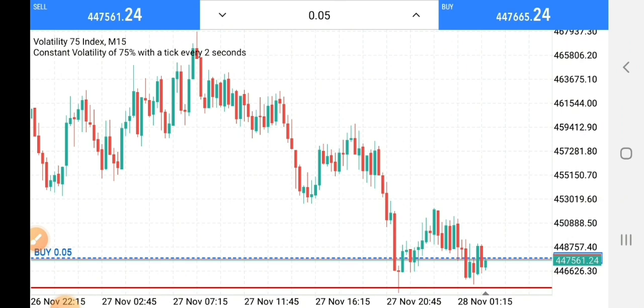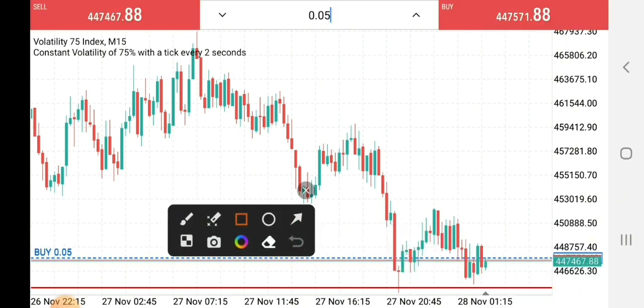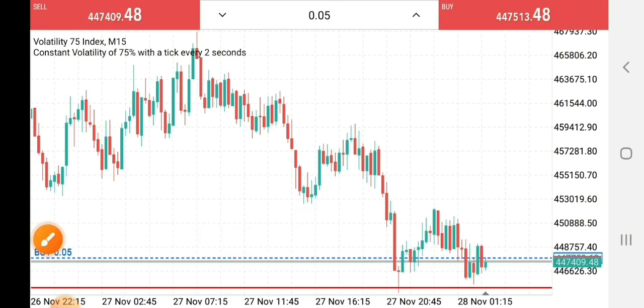The candlestick pattern is okay. Look at the candlestick pattern I'm talking about. You just need one bullish engulfing. You can see this engulfing candlestick right there. That's exactly what you need. Okay, then you make your entry.